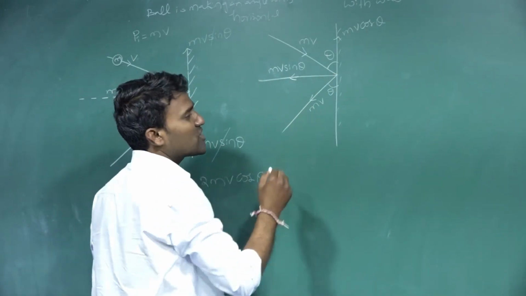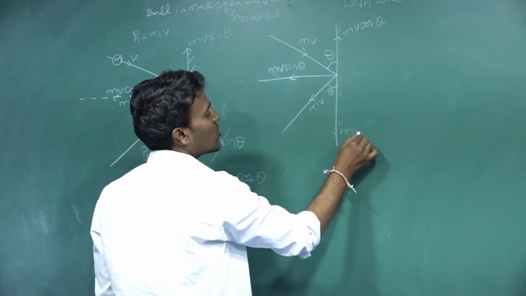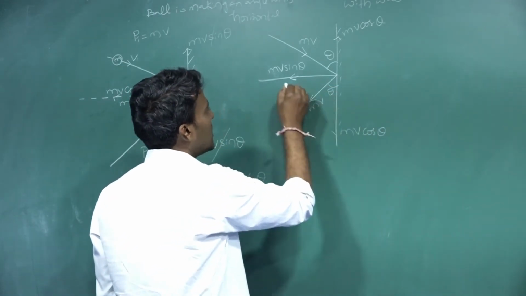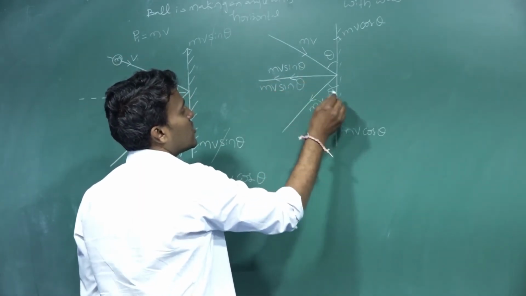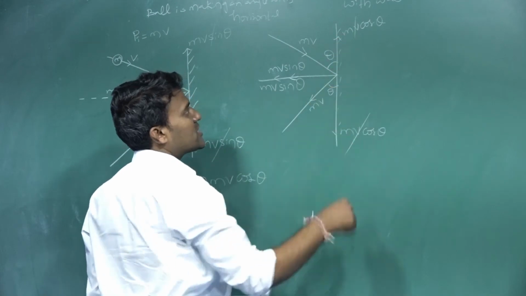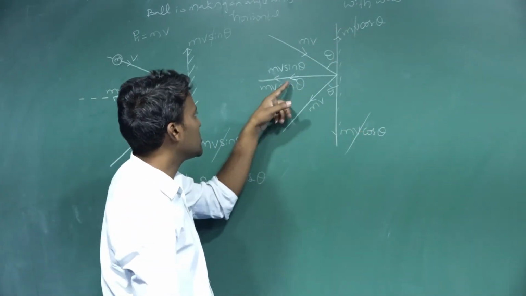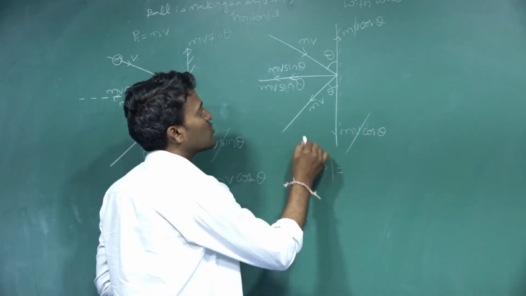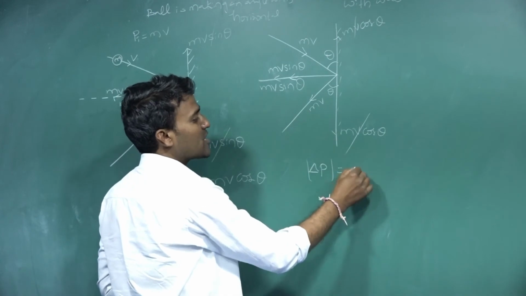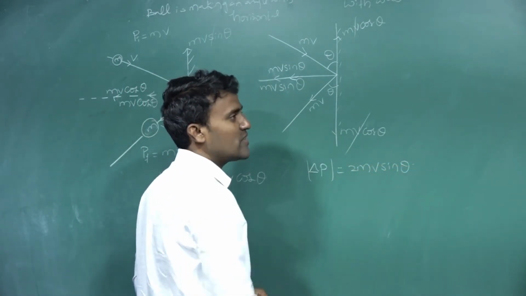Again mv can be resolved into two components: mv cos theta, the horizontal component, and mv sin theta, the vertical component. Now these horizontal components are equal and opposite, so they cancel each other. The modulus of the change in momentum: these two are acting in the same direction. So it is 2mv sin theta.